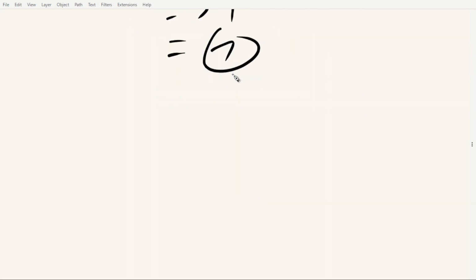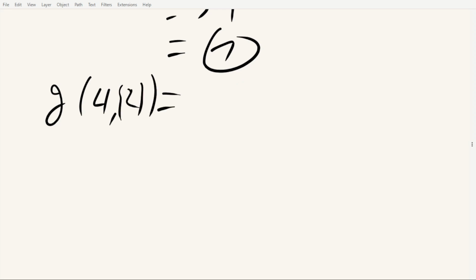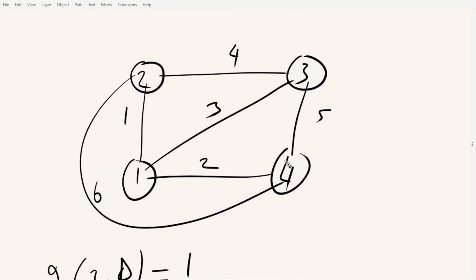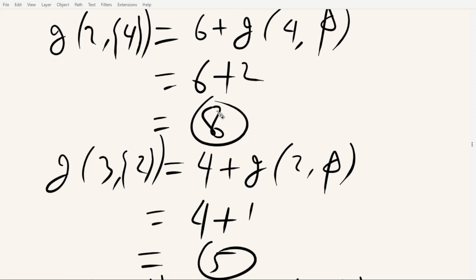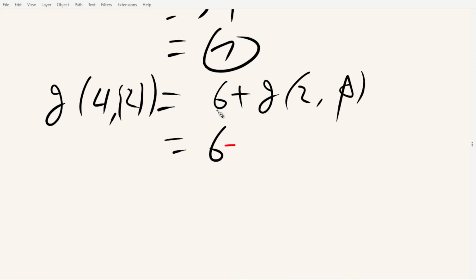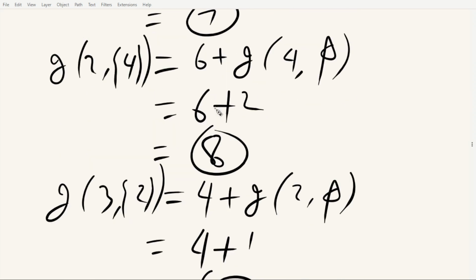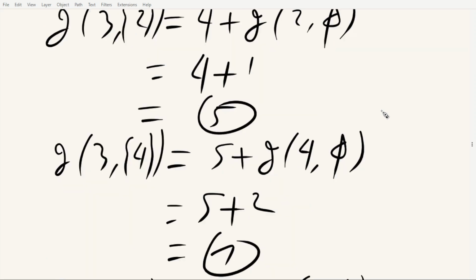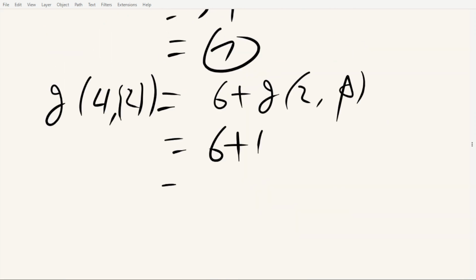Next is G4,{2}. So 4 to 2 value. 4 to 2 value is 6. We move to 2 and set remaining is phi. G2 phi value is 1. 6 plus 1 we get 7.